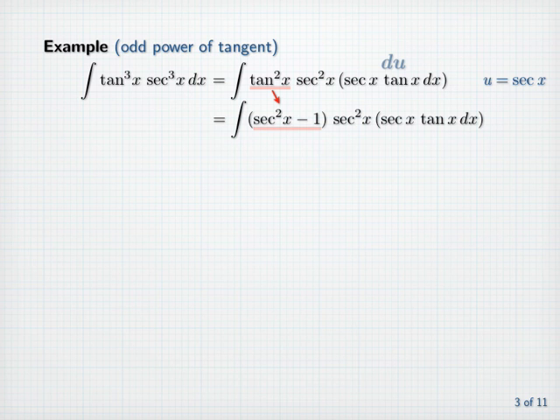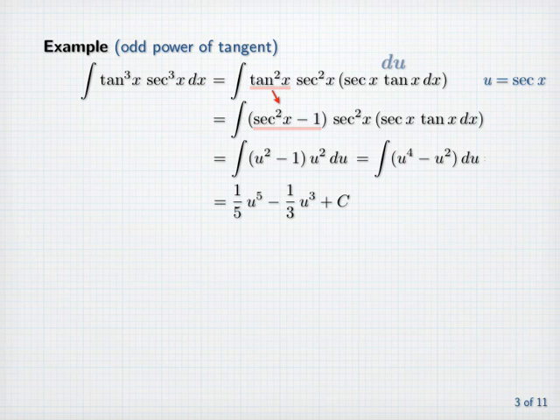So now we're ready to make the substitution. We replace secant x with u, and secant x tangent x dx with du. Then multiply out the integrand. We have the integral of u to the fourth minus u squared du. Integration gives us 1/5 u to the fifth minus 1/3 u cubed plus c. Now let's factor 1/15 u cubed. The other factor is then 3u squared minus 5. And now we replace u with secant x.